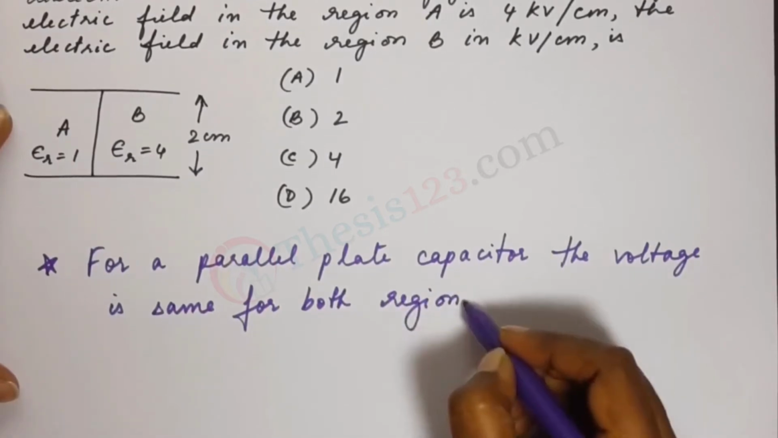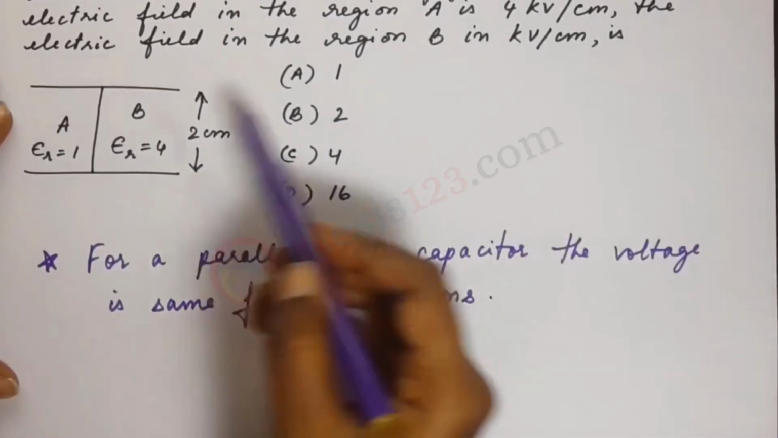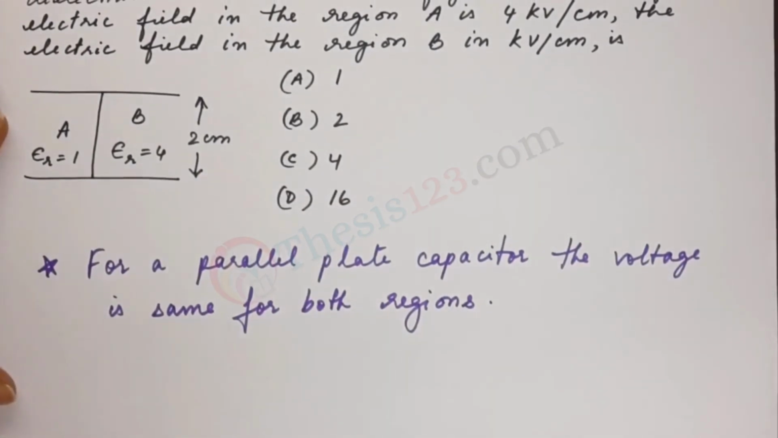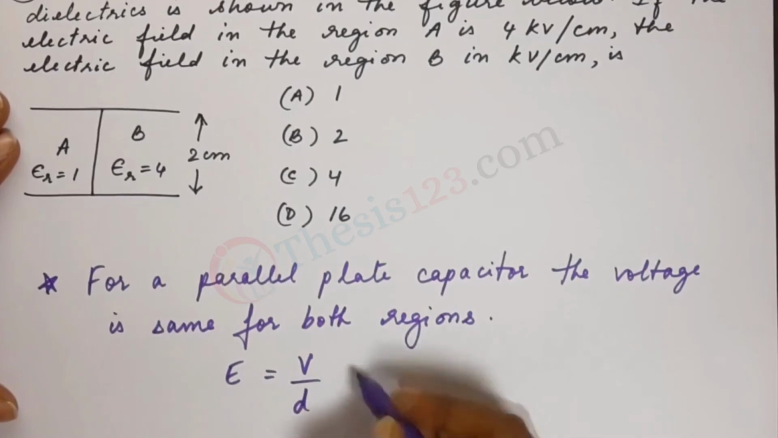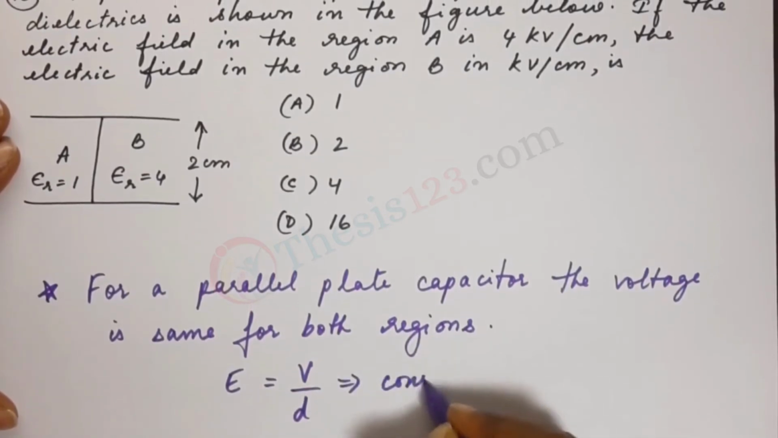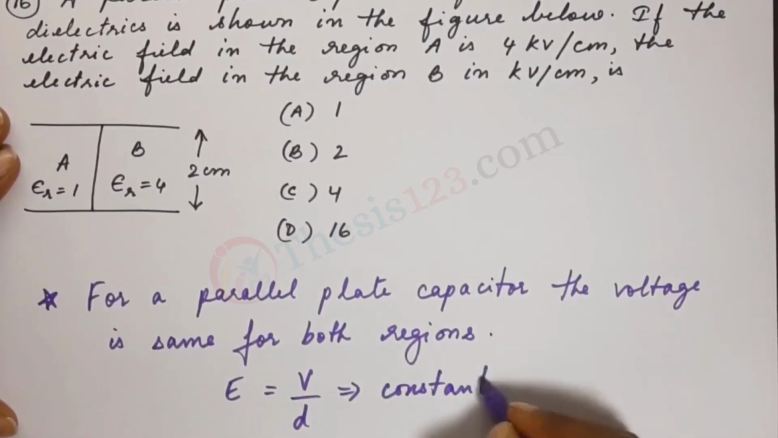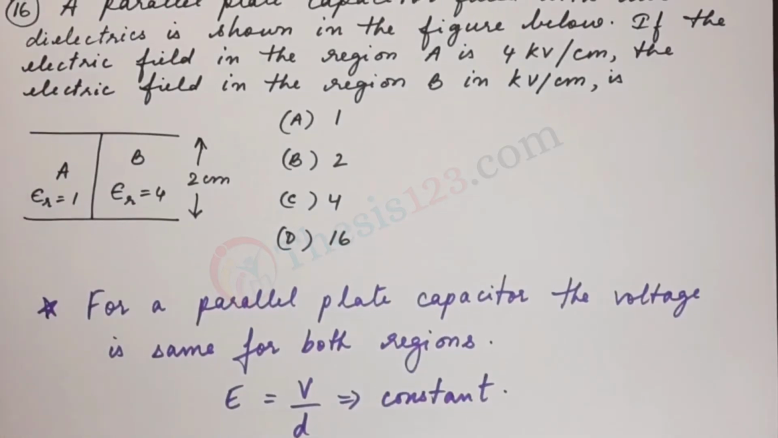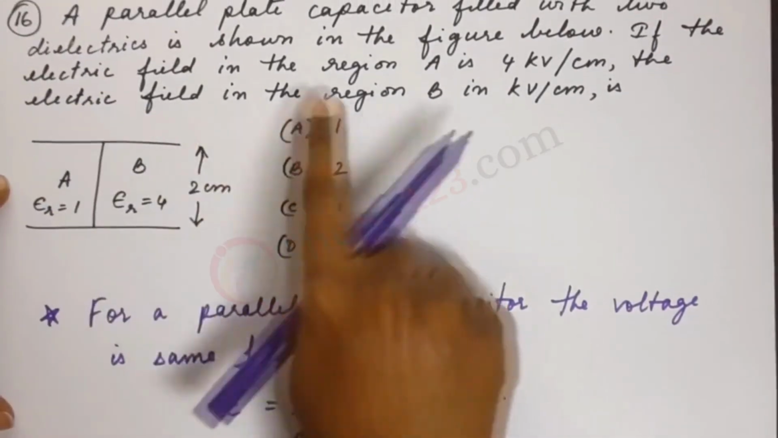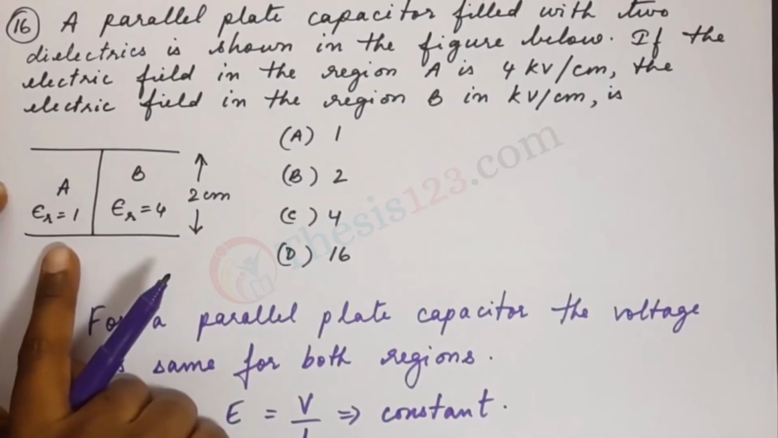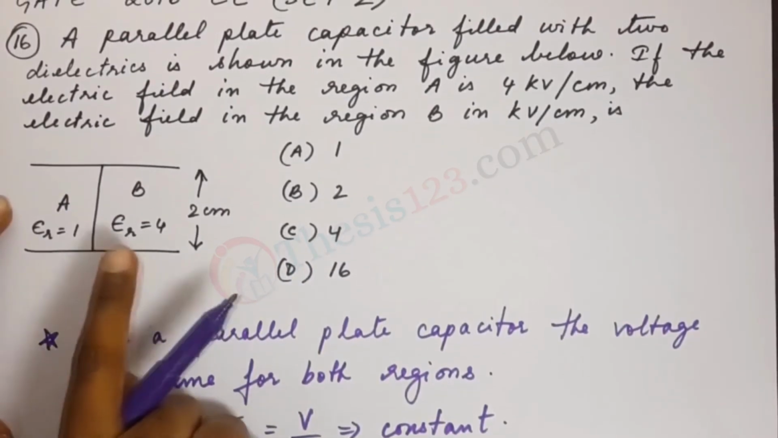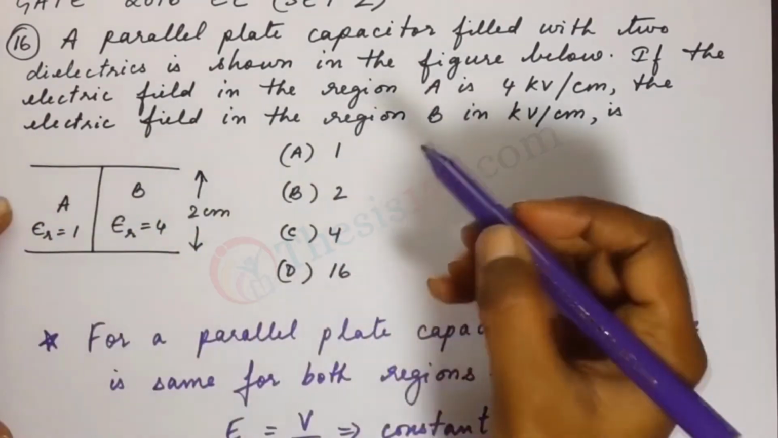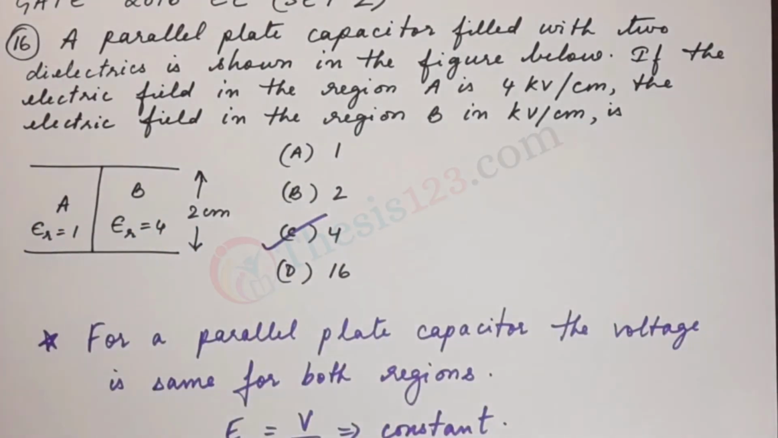And if the voltage is same for both regions, that means that the electric field is same as well. So we know that the electric field V by D ratio is constant for different regions of the parallel plate capacitor. So if the electric field in region A is 4 kilovolts per centimeter, the electric field for region B would be 4 as well. There is no change. So the final answer here is 4. I hope this has helped.